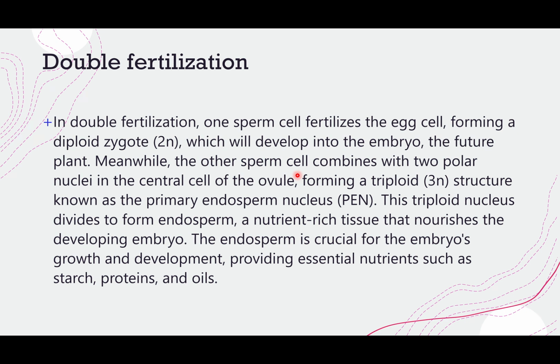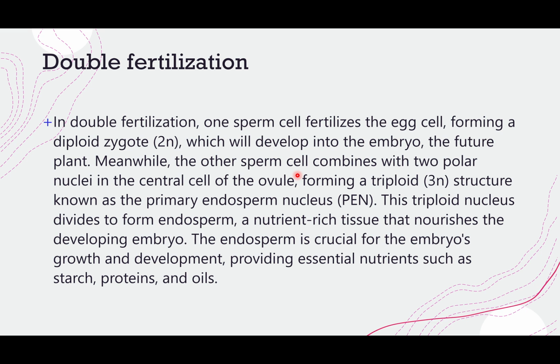All right, lovely. So in double fertilization, one sperm cell fertilizes the egg, forming the zygote, which is diploid, and that will develop into the embryo, and the other one will create a triploid cell. Because what we have in the sperm cell is only one nucleus, so when it combines with the two polar nuclei at the center of the ovule, it will become a triploid structure. And this is what we call the primary endosperm nucleus.